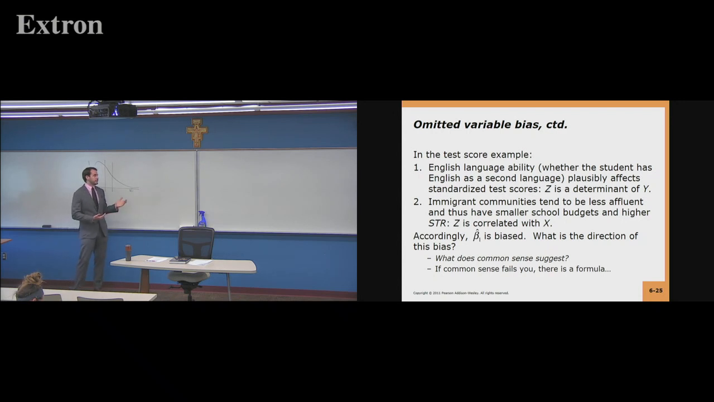So in this case, Z, English language ability, is correlated with X. So that makes our coefficient that we estimated, the beta, biased. What direction do you think this would bias the estimator?